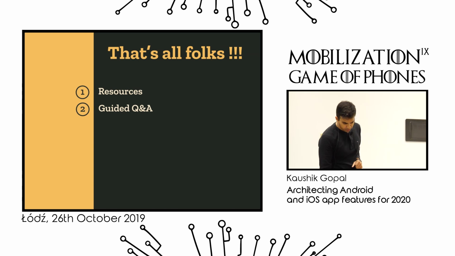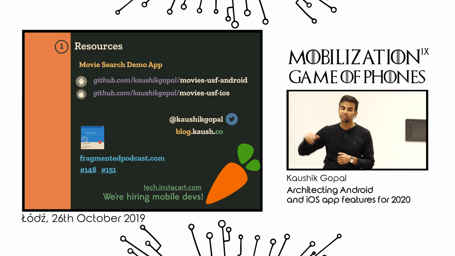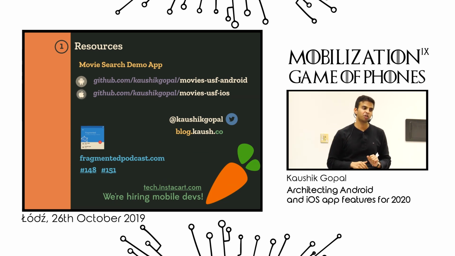In terms of resources, you can look at the movie search application. I'm on Twitter at Kaushik Gopal. Feel free to send a tweet if you have any questions. On Fragmented, there were 2 episodes where I really bored Don to death with these 2 things. It's episode 148 and 151. He did mention that he enjoyed them eventually. As much as he makes fun of me, those are 2 episodes that really talk about a lot of these concepts.